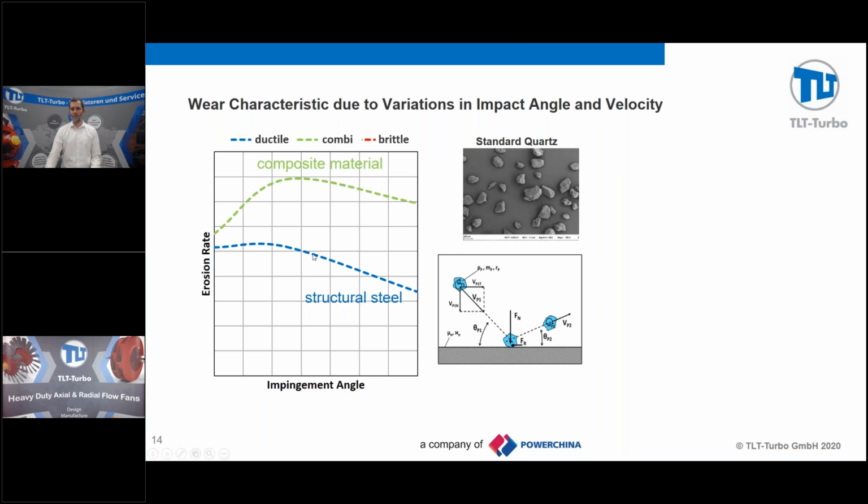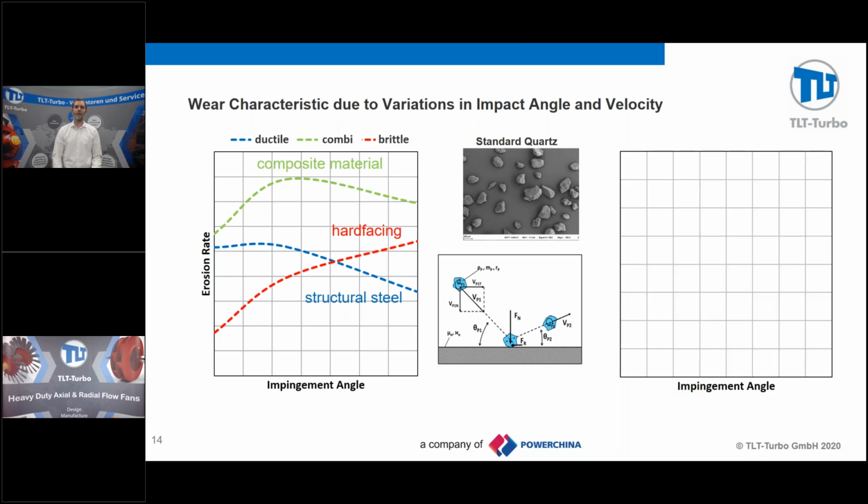Whereas when you have a composite material, for example, very hard particles in a ductile matrix, for example, spray coatings, thermal spray coatings, you will have a steeper rise to the maximum and then a drop down. And when you have very brittle materials, you will have higher resistance and lower erosion rates at low impingement angles, and then a rise until we hit the 90 degrees here. These are, for example, hard facings, weld overlays, something like this. Okay.